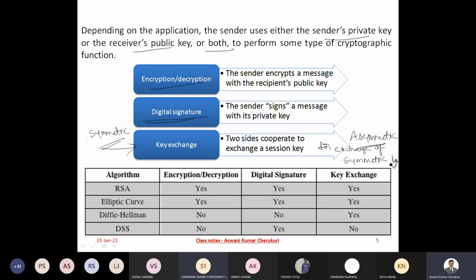Now, there are several asymmetric crypto systems. The most popular is the RSA algorithm. You have the Diffie-Hellman key exchange algorithm. You have the elliptic curve cryptography algorithm. You have digital signature schemes. So there are various algorithms that we will be discussing in the upcoming classes. As I've said, there are various requirements of public key schemes.